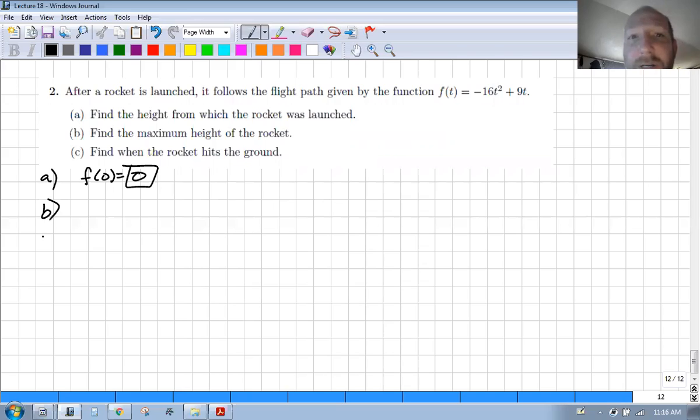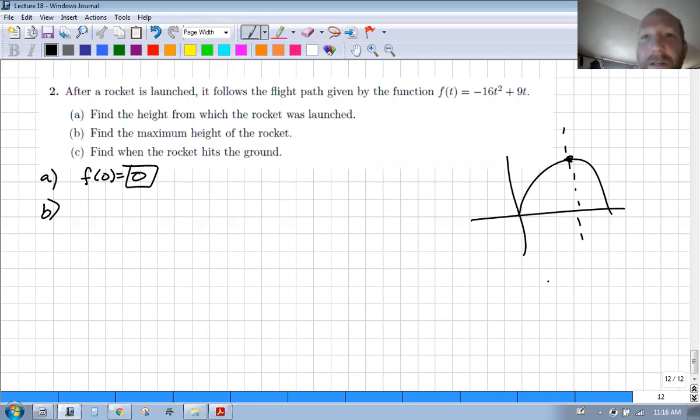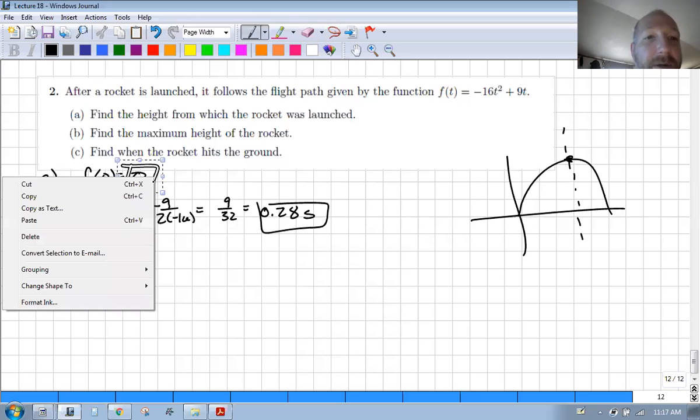The maximum height of the rocket, well, the maximum height's going to occur here at the vertex. So first we'll find the axis of symmetry. The time at which it was at its maximum height is negative b over 2a. That's a negative 9 over 2 times negative 16, or 9 over 32. Since this is a word problem, let's go ahead and find the decimal here. 0.28, I'm assuming seconds. Let's up here assume feet.